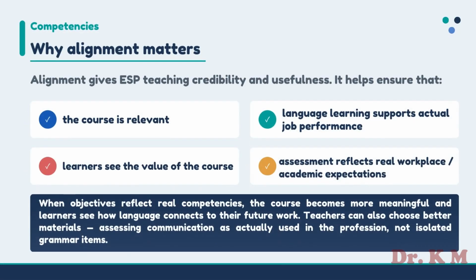Why alignment matters? Alignment matters because it gives ESP teaching credibility and usefulness. It helps ensure that the course is relevant. Language learning supports actual job performance. Learners see the value of the course. Assessment reflects real workplace or academic expectations.